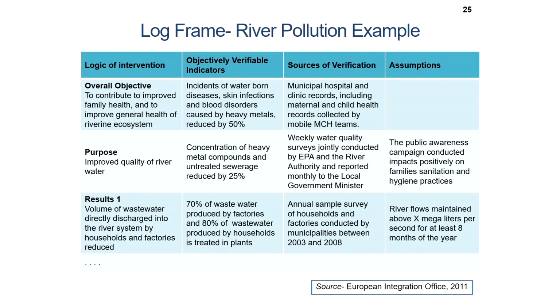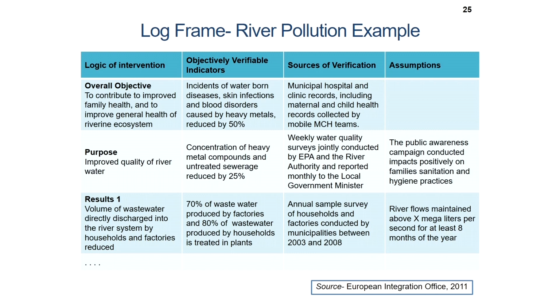So, we will end the logical framework discussion with this final log frame matrix of the river pollution example. The logic of intervention column looks at overall objective, purpose, and results. The overall objective is to contribute to improved family health and to improve general health of riverine ecosystems. The objectively verifiable indicator: incidence of waterborne diseases, skin infections and blood disorders caused by heavy metals reduced by 50%. Sources of verification: municipal hospital and clinic records, including maternal and child health records collected by mobile MCH teams. Purpose: improved quality of water.